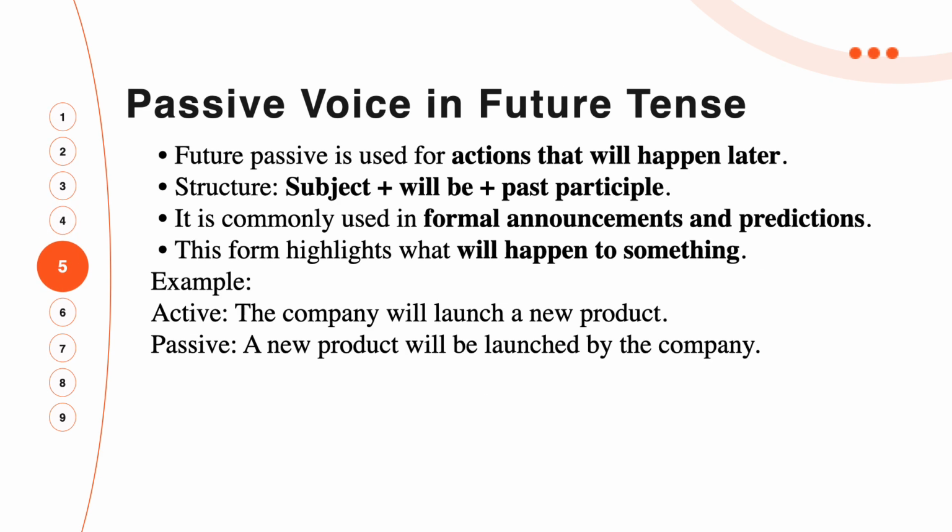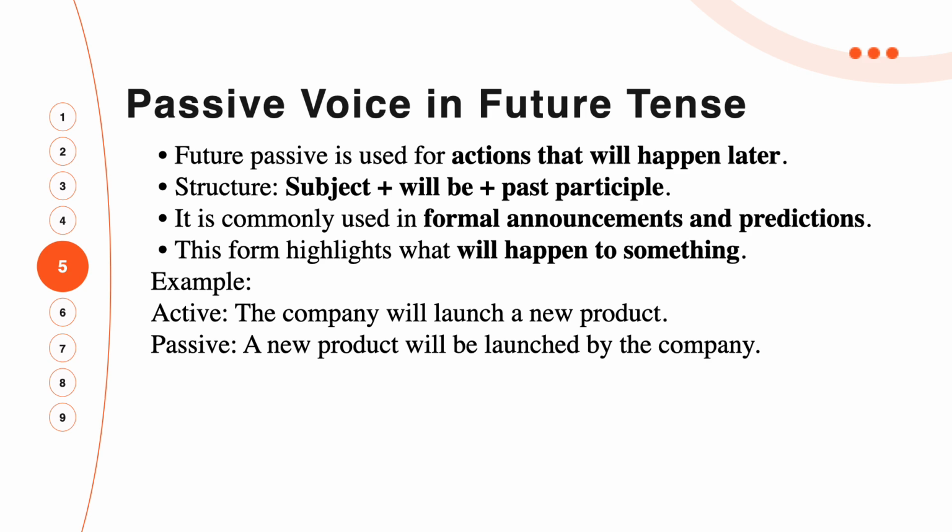Passive voice in the future tense. Future passive is used for actions that will happen later. Structure for it is subject plus will be plus past participle. It is commonly used in formal announcements and predictions. This form highlights what will happen to something. Example: the company will launch a new product. A new product will be launched by the company.